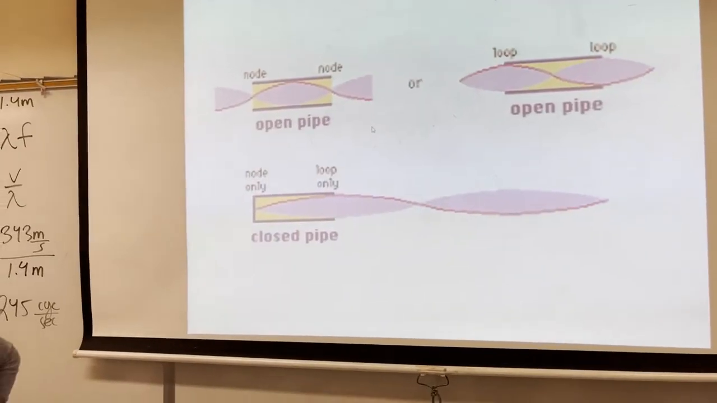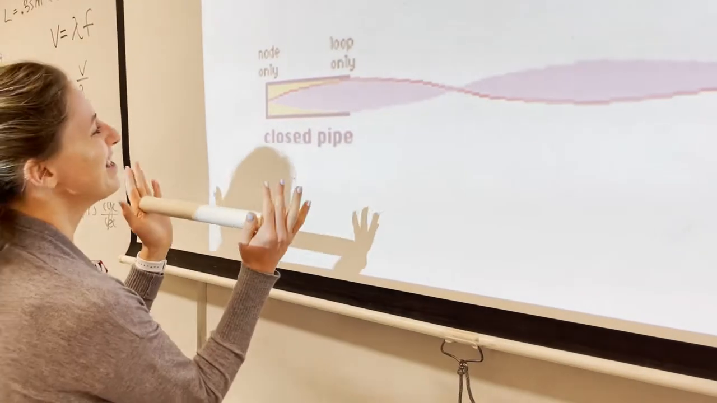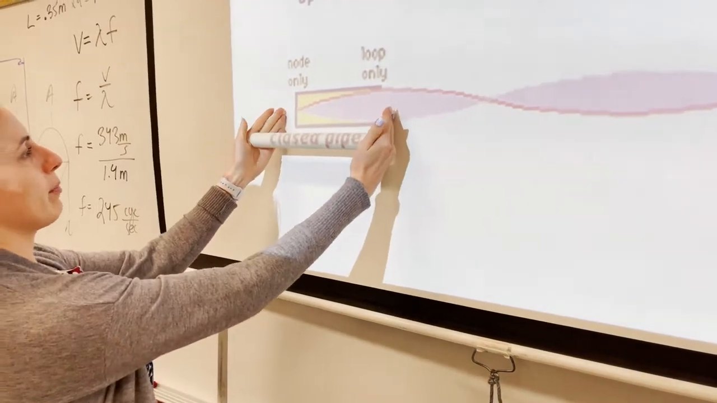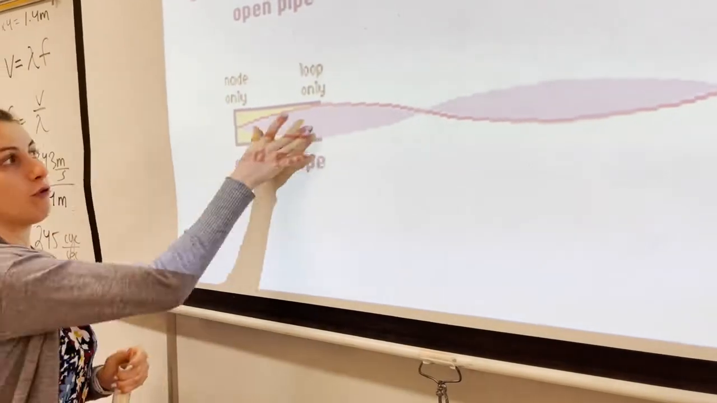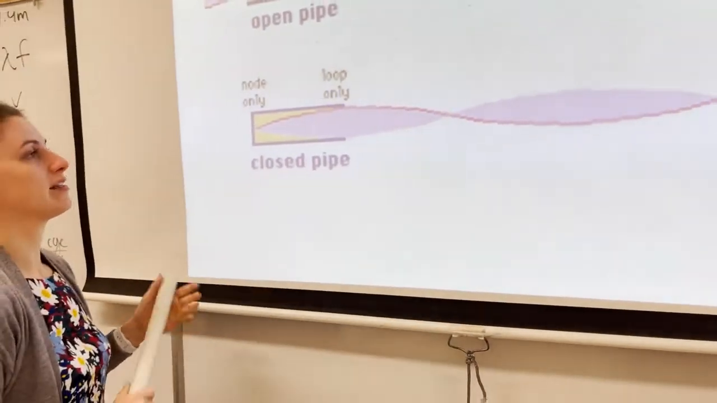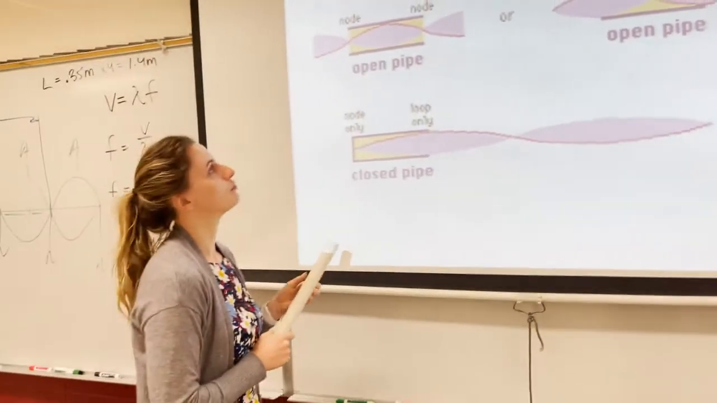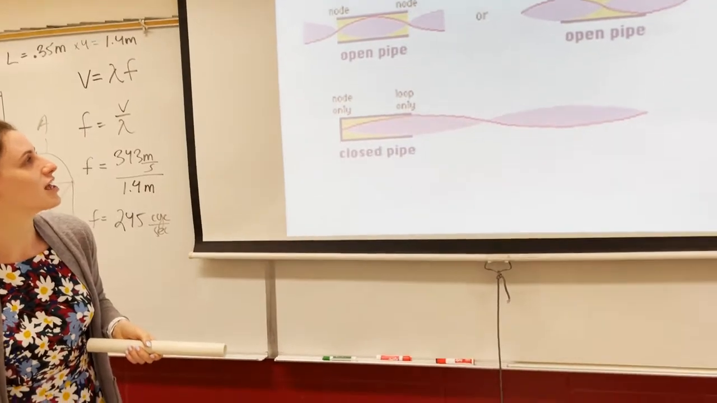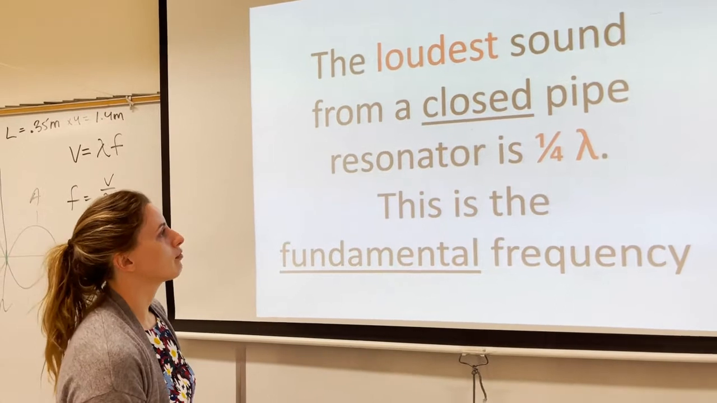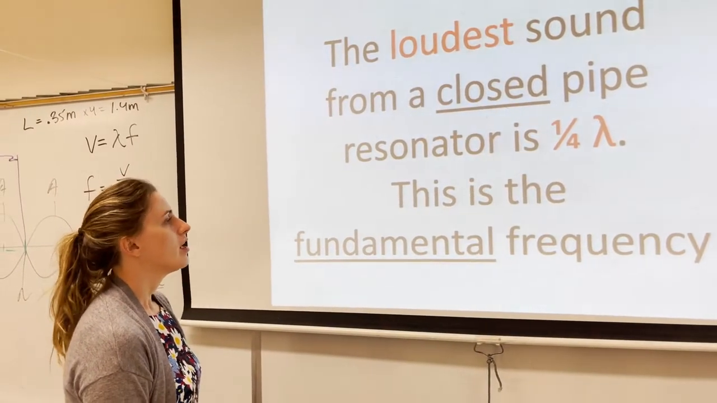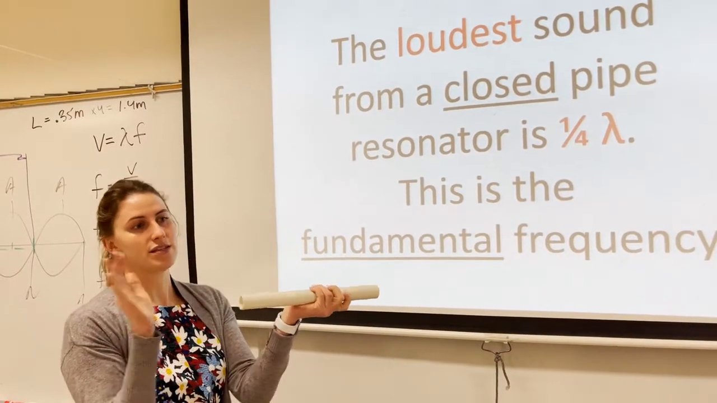In case you aren't with me still, in our closed pipe, right here, we have a quarter of a wavelength. We've got 1, 2, 3, 4. We have to multiply it by 4 to get the total length. So 1/4 of the wave is in the pipe, 3/4 of the wave is outside. Fractions. All right, so the loudest sound from a closed pipe resonator is a quarter wavelength, and we just call this the fundamental frequency.